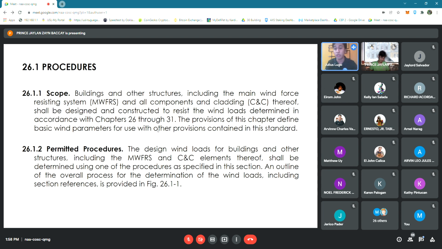Okay, have you encountered wind loads in doing models sa steel ninyo? Yes or no? Yes, sir. Yes, okay.